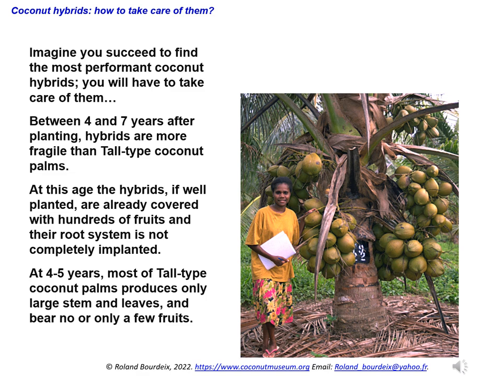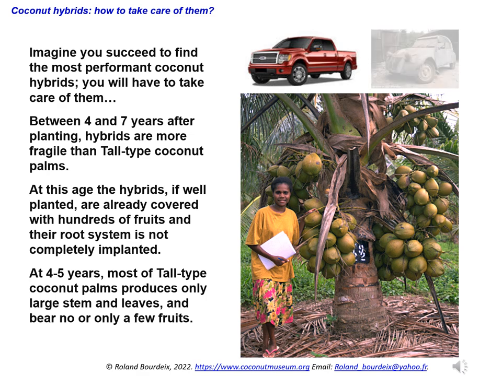Hybrids are very powerful varieties, able to draw large amounts of mineral elements from the soil to ensure high production. Hybrids could be compared to luxury cars. Can you hope that a luxury car consumes as little fuel as the smaller ordinary car model? There is a special age when hybrids are more fragile than tall-type coconut trees. This usually occurs between 4 and 7 years after planting. At this age, the hybrids, if well planted, are already covered with hundreds of fruits. Their root system is not completely implanted.